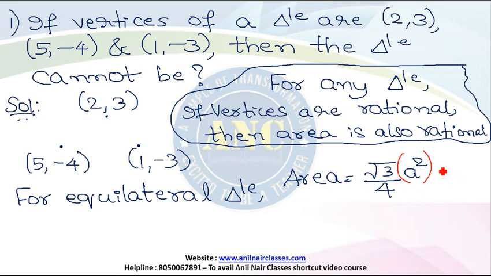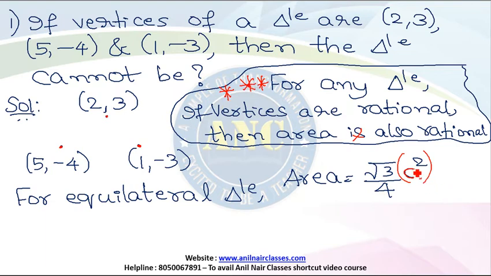Now this a can be a rational number, or it can be an irrational number. Suppose, for example, a is a rational number. I told you that if the vertices are rational, then definitely the area should also be rational. That is the condition which I am saying. This is a very important condition for any triangle in general: if vertices are rational, area is also rational.